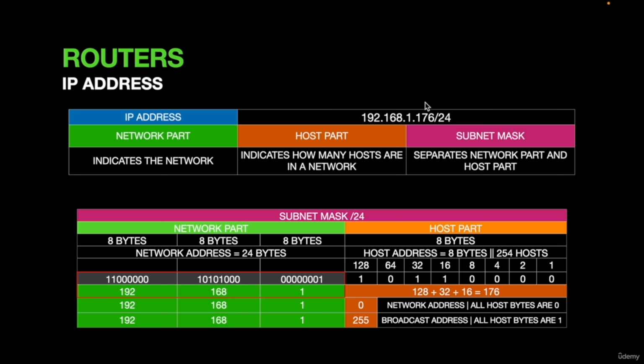So let's check out our IP address here. It has a mask of /24, which means that the first 3 octets, 8 plus 8 plus 8, will equal 24, and will indicate the network address. And the network address is 192.168.1. And the rest, 8 bits, will indicate the host part. And with a /24 mask, we can have 254 hosts.